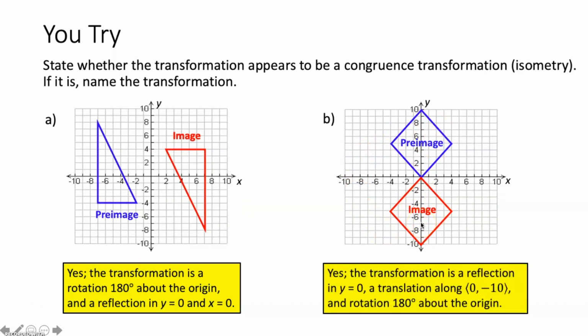So yes, it is a congruence transformation. You could translate it down 10 units, you could reflect it over the x-axis or the line y equals 0, or you could rotate it 180 degrees about the origin.